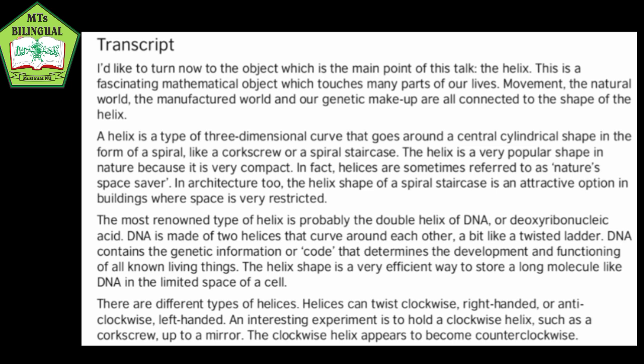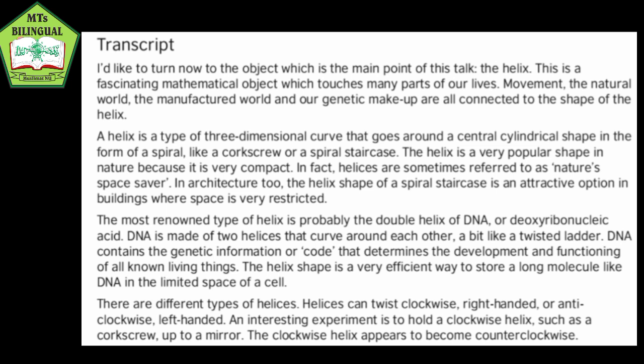The most renowned type of helix is probably the double helix of DNA, or deoxyribonucleic acid. DNA is made of two helices that curve around each other. A bit like a twisted ladder, DNA contains the genetic information or code that determines the development and functioning of all known living things. The helix shape is a very efficient way to store a long molecule like DNA in the limited space of a cell.